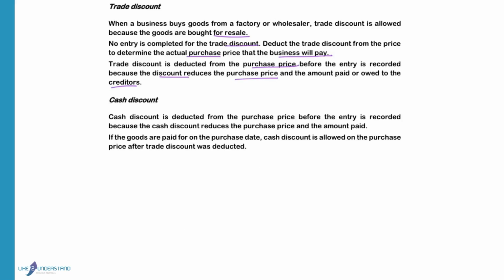Cash discount is deducted from the purchase price before the entry is recorded because the cash discount reduces the purchase price that will be paid. The price of the goods will reduce, and the amount that will be paid out of the bank will also decrease. If the goods are paid for on the purchase day, cash discount is allowed on the purchase price after the trade discount was deducted. No entry is recorded for cash discount or trade discount.